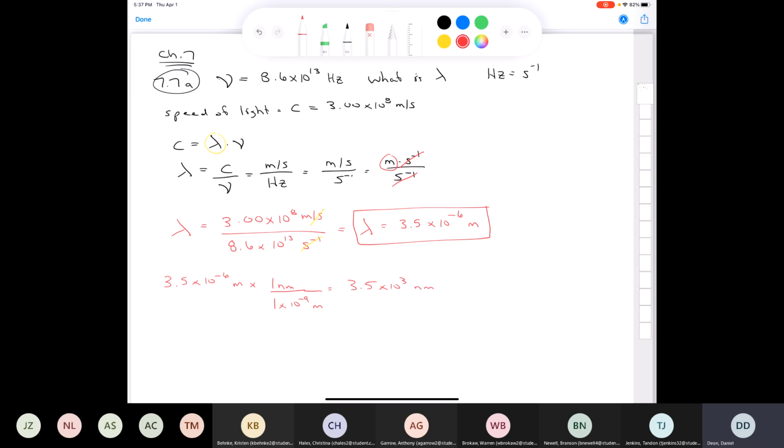Give me a thumbs up if you think you could solve for wavelength given frequency using this formula right here. So this is just an application of this formula, nothing more than that. All right, good, awesome. Let's try another one. I'm going to go a little faster here.